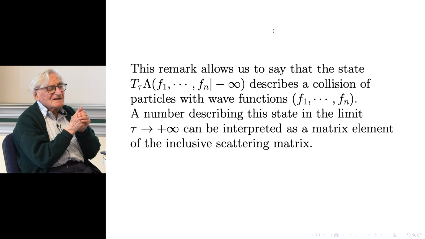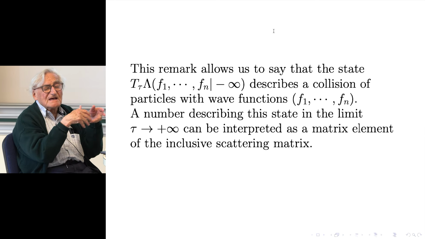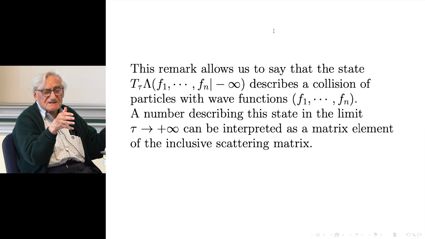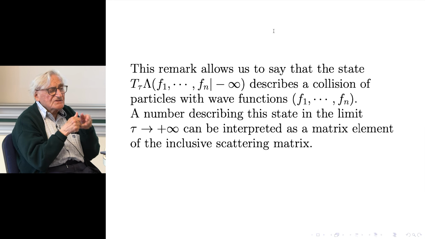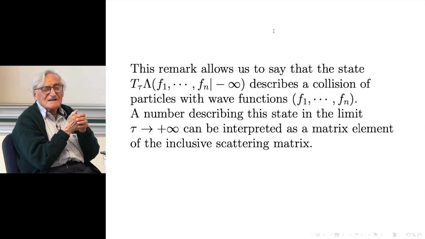So the difference between inclusive stuff and the usual scattering matrix is that in the usual scattering matrix, you assume that at the very end you have some particles. And here I do not assume this. I simply calculate something that would be equal to the number of particles if there were particles there.